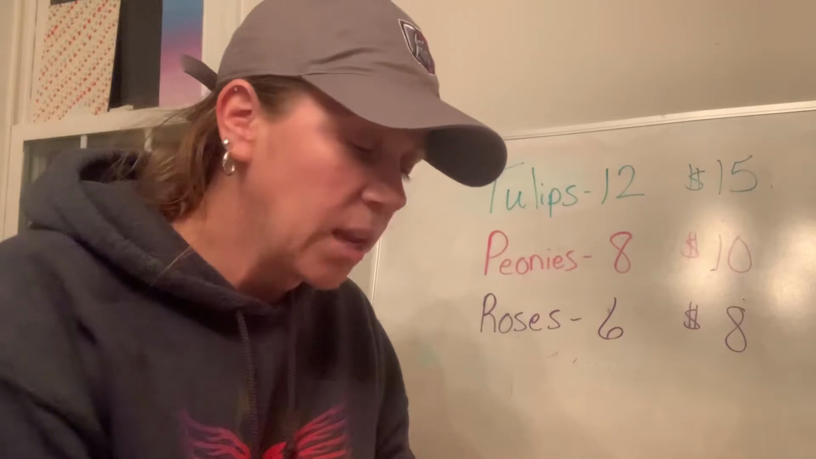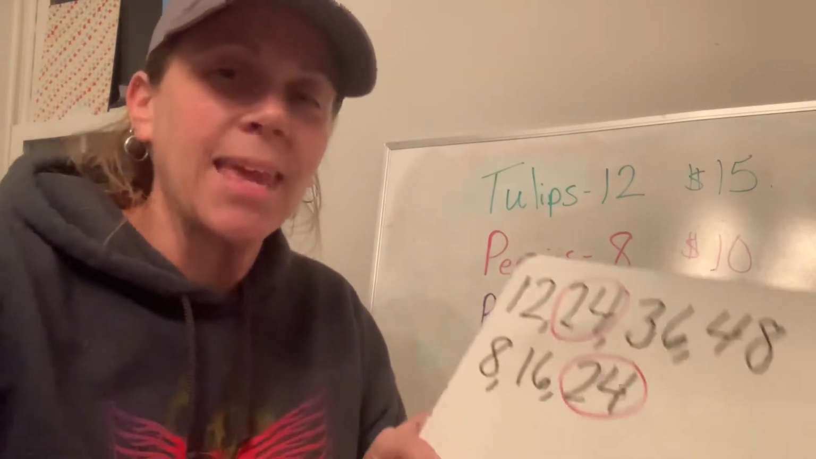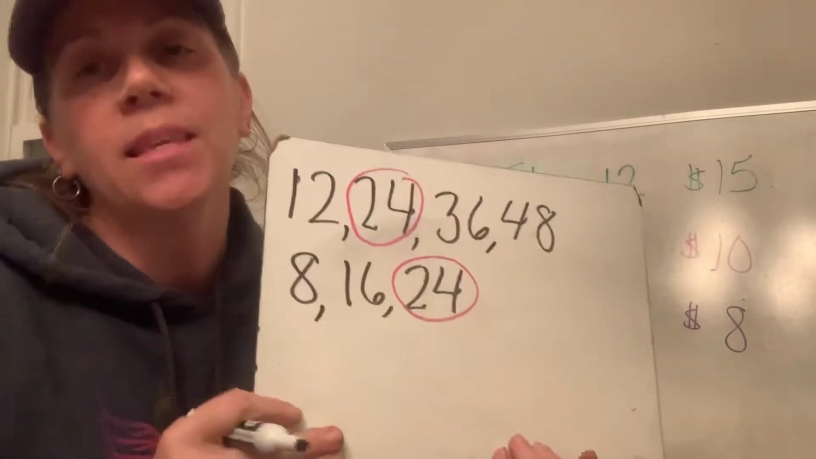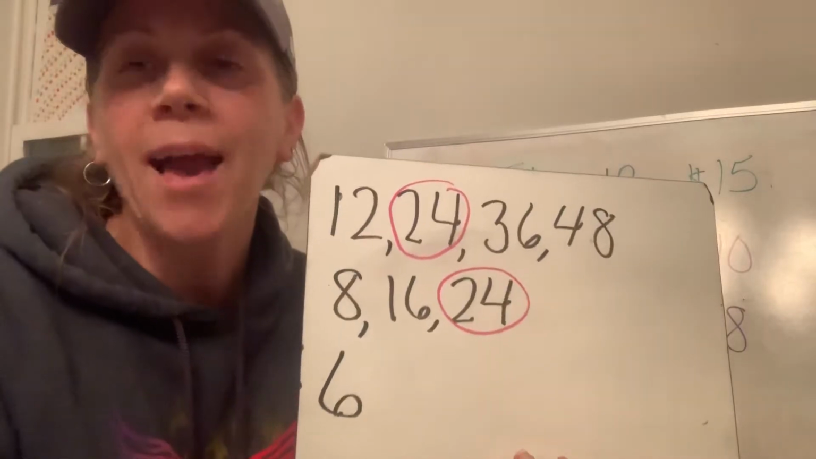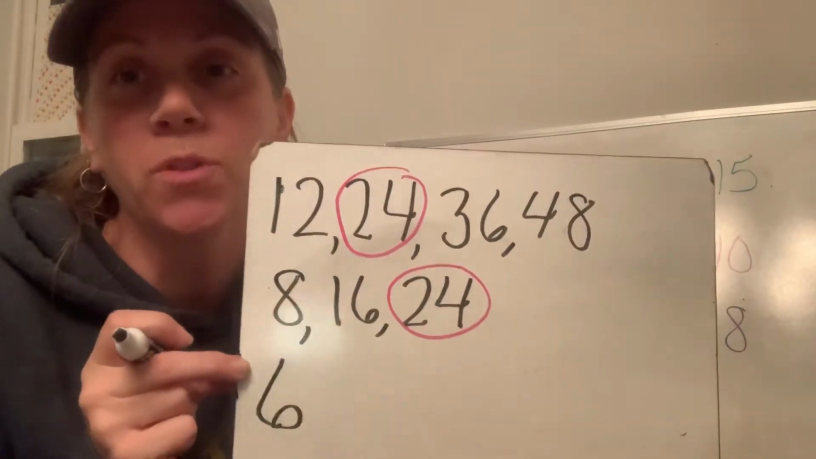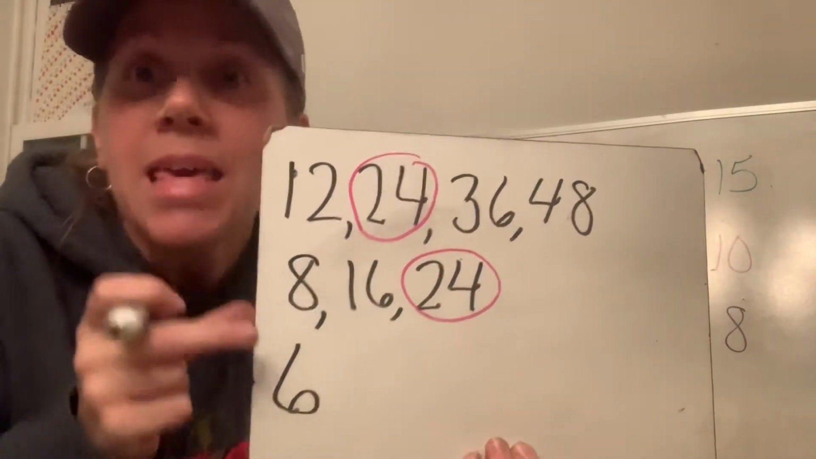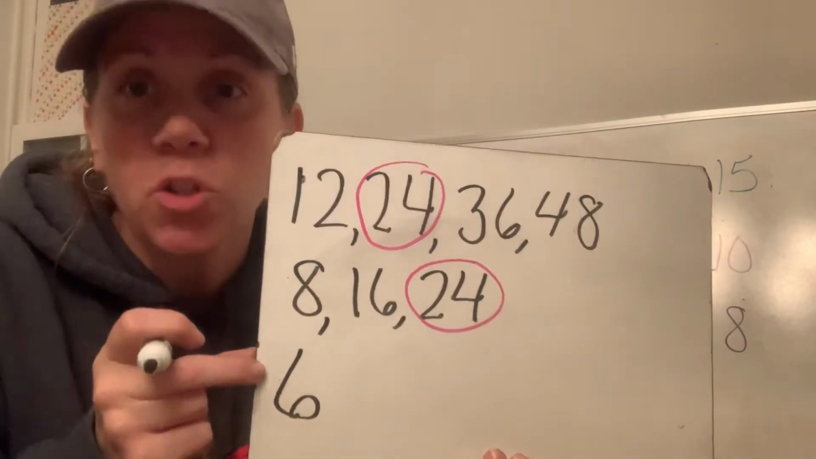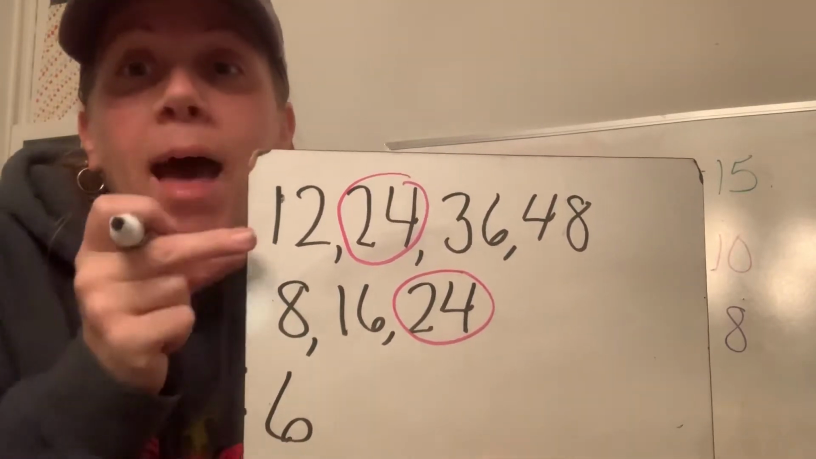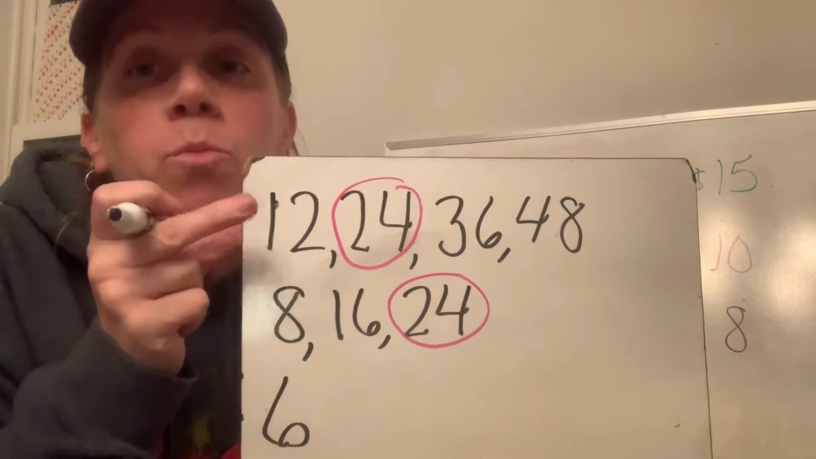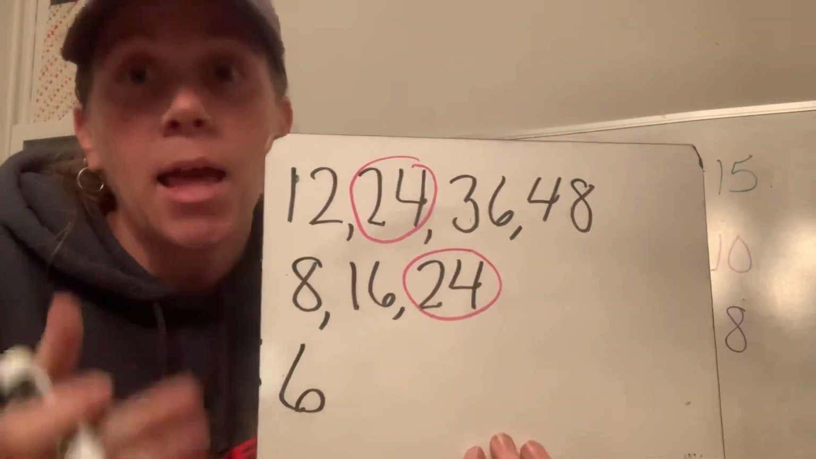And now the question asks us, okay, so we found the least common multiple of 12 and 8. What if I wanted you to find the least common multiple of 12, 8, and 6? Would I actually have to list the multiples of 6? And the answer is no, because 12 is a multiple of 6. 6 times 2 is 12. So if 12 is a multiple of 6, that means that every multiple of 12 will also be a multiple of 6. And I'll prove it to you.